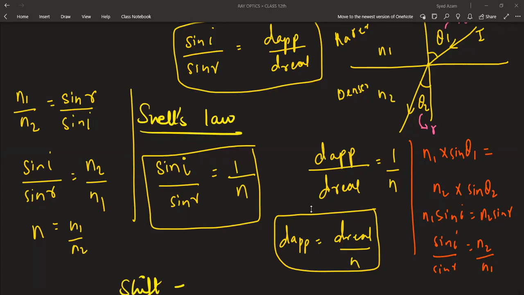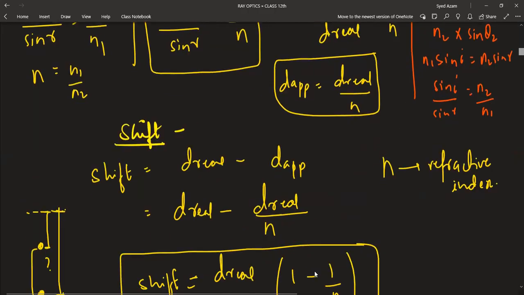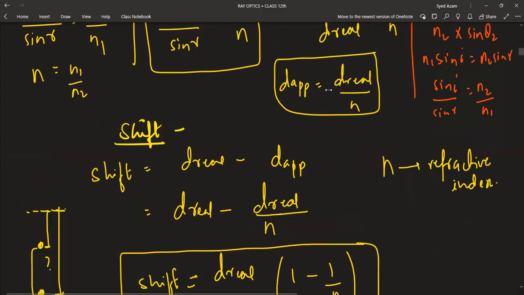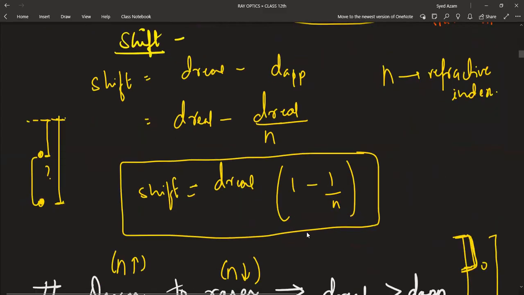What is the formula for shift? The shift is d into 1 minus 1 by n. Yes, d into 1 minus 1 by n, 1 minus 1 by n, right? Yes, ma'am.